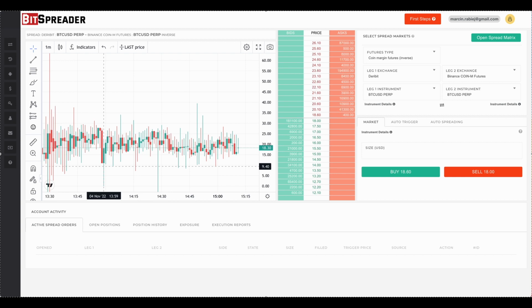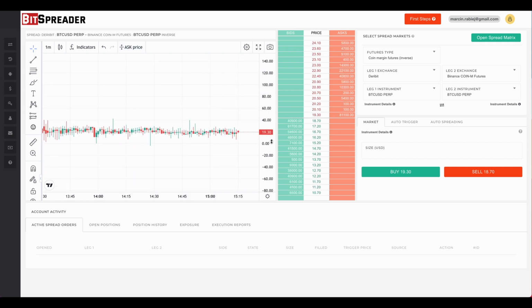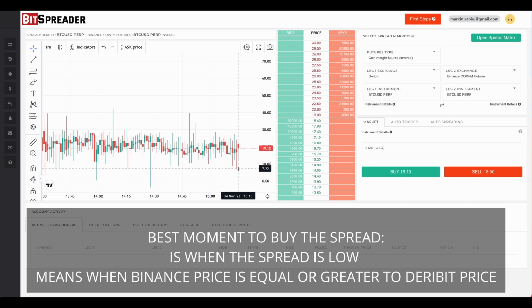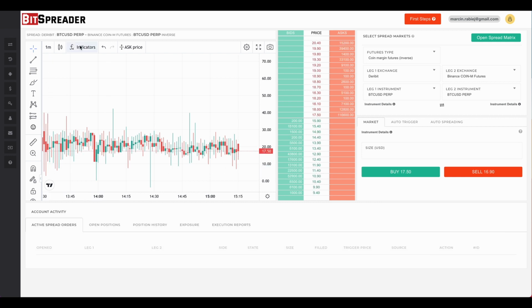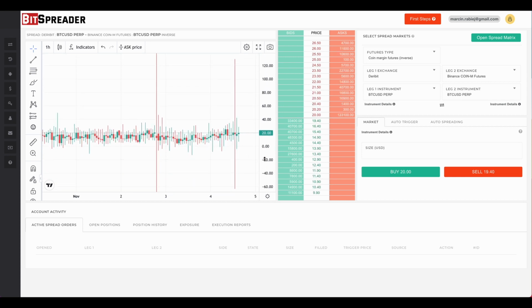We must switch the price to the ask price to see the historical values of the price for which we could buy this spread. As the spread price is a price difference between Deribit and Binance, the best moment to buy the spread is when the price on Binance gets as close as possible or even becomes greater than the price on Deribit. Let's note what the lowest levels are. Let's switch to 1 hour candles. We can see that the spread ask price sometimes goes as low as -5, sometimes even to -10 or lower.